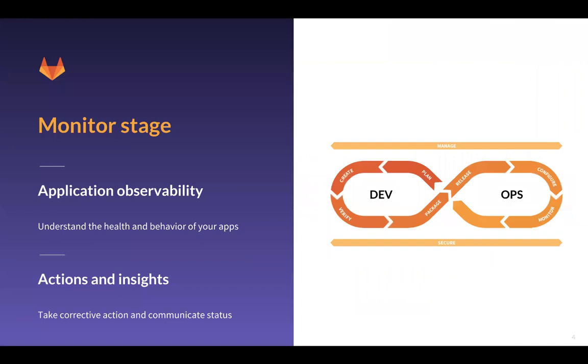Let's take a deeper look at both these two areas just briefly. Now, the monitor stage for DevOps is focused on two main different areas. One is the observability features, or the inputs coming in from the application. With those inputs, we also want to take insights, take actions, and also provide some key insights as well.